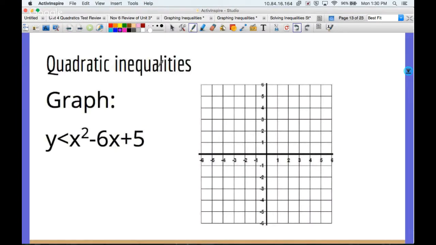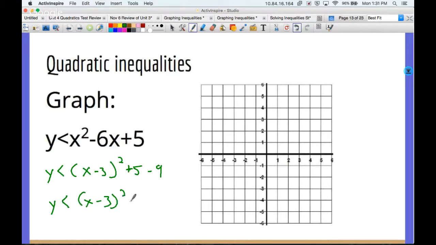Quadratic inequalities. What I want to do to graph this quadratic inequality is dot in a graph for my quadratic. Then I need to make a decision on connecting it with a solid versus a dashed line, and then I need to shade. So let's convert this to vertex form, create the structure. This value here is always half of that value, subtract away its squared. Y is less than x minus 3 squared minus 4.